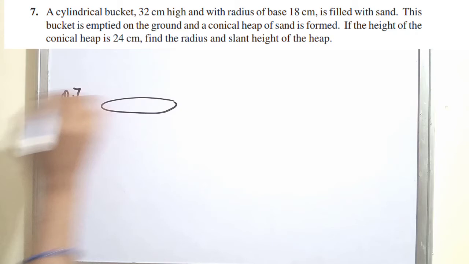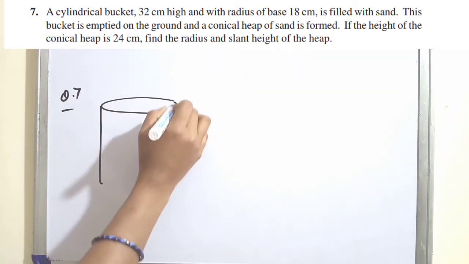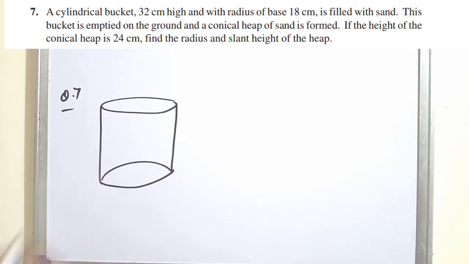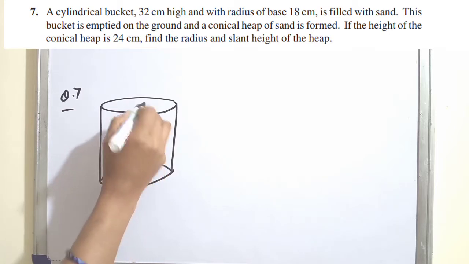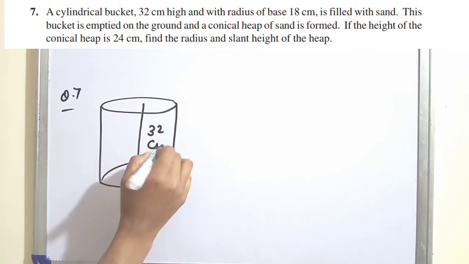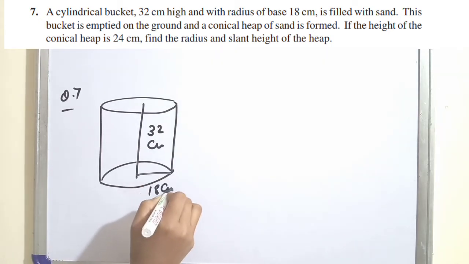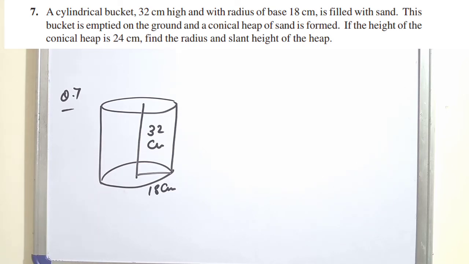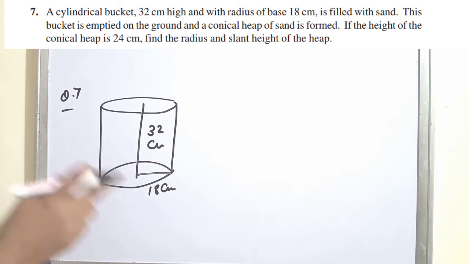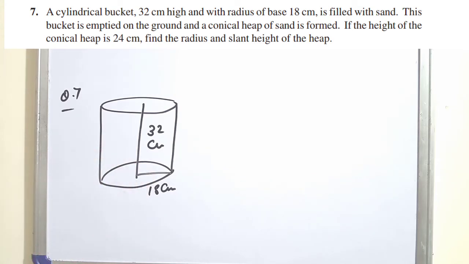Suppose this is a cylindrical bucket. Given that 32 centimeter high, this height is equal to 32 centimeter, and radius of base 18 centimeter. This cylindrical bucket is filled with sand. This bucket is emptied on the ground and a conical heap of sand is formed. That means this bucket is unloaded on the ground and after unloading, a conical heap is made using this sand.